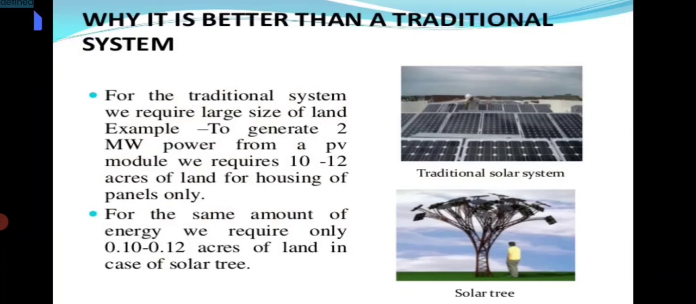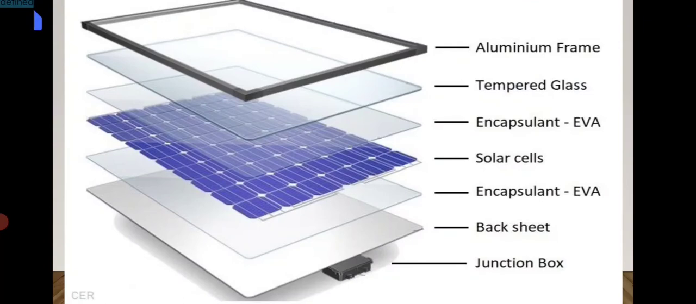Then I am discussing about why it is better than a traditional system. For the traditional system, we require large size of land. For example, to generate 2 megawatt power from a PV module, we require 10 to 12 acres of land for housing of panels only. For the same amount of energy, we require only 0.10 to 0.12 acres of land in case of solar tree. Then parts of solar panels: aluminum frames, tempered glass, solar cells, back sheets, junction box.